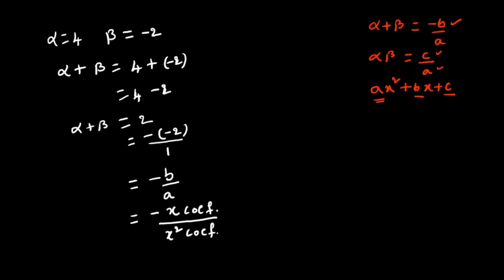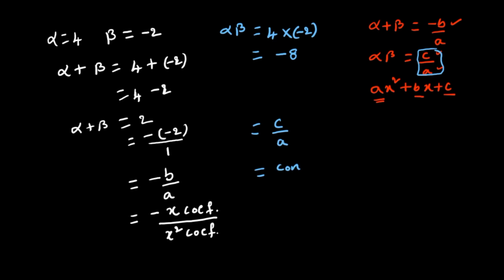Now I am going to take alpha into beta, that is called the product of the zeros. So alpha equals 4 and beta equals minus 2, so 4 into minus 2 equals minus 8. Now what is alpha into beta? You can observe here, this is c by a. So I am leaving some space and taking here c by a, that means the constant by x square coefficient.